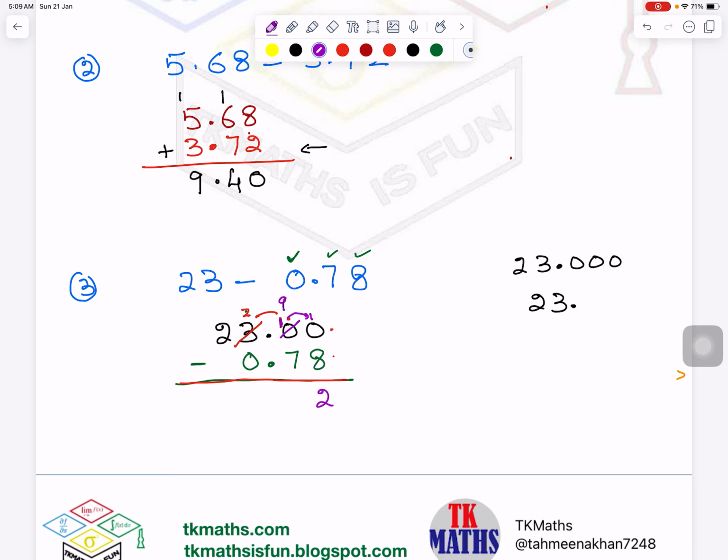And now this is 9, right? So 9 minus 7 is 2. Decimal will come here. And what was this? This was 2 now, right? After giving 1. So 2 minus 0 is 2, and this 2 will come as it is. So my answer will be 22.22. Okay.